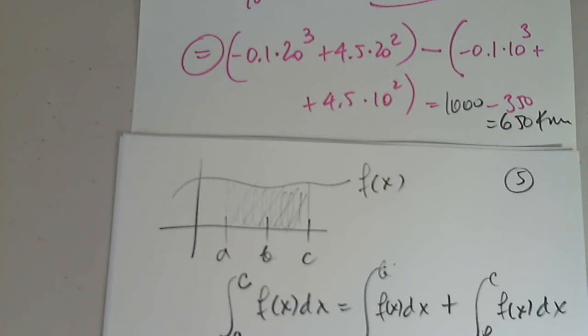Okay, so since we're here, let's continue with other properties. So this is 4.4, properties of definite integrals. Okay.